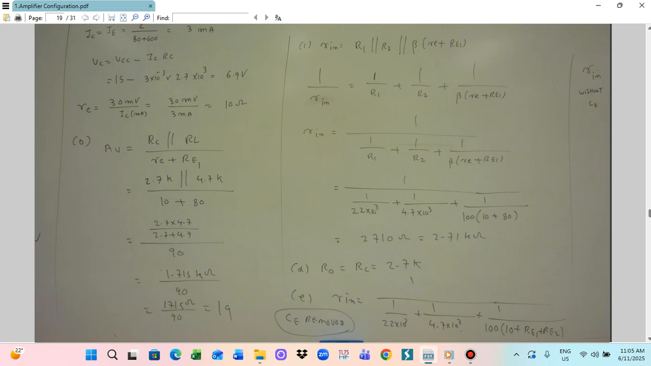This formula will have 1 by R1, unchanged at 22 into 10 power 3. 1 by R2 unchanged at 4.7 into 10 power 3. 1 by beta, the beta remains 100. re is unchanged at 10. Instead of RE1, you have to use RE1 plus RE2 because the capacitor CE is removed.